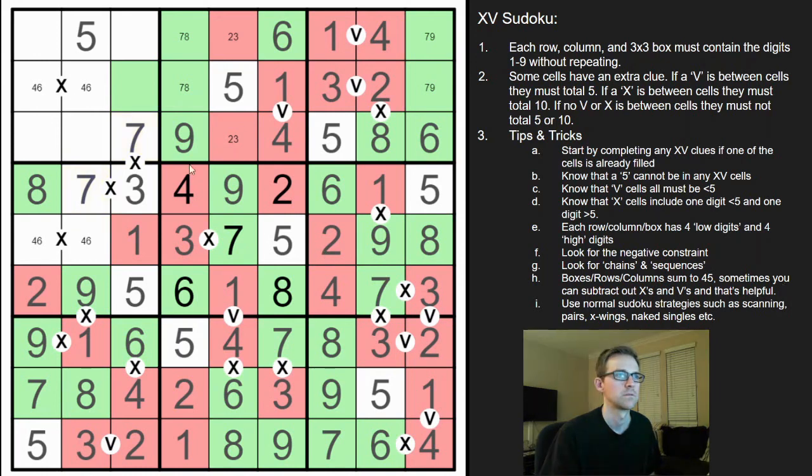Oops. Let's make those green and that goes red. So we have all the low digits now in this column. So here, these must be high digits. We need them to be 8 and 9.